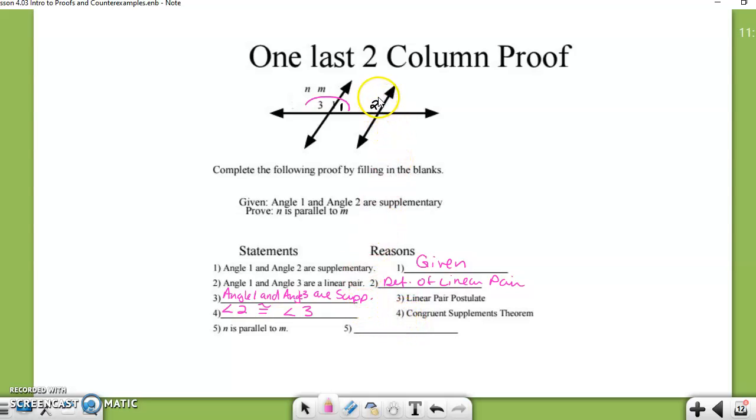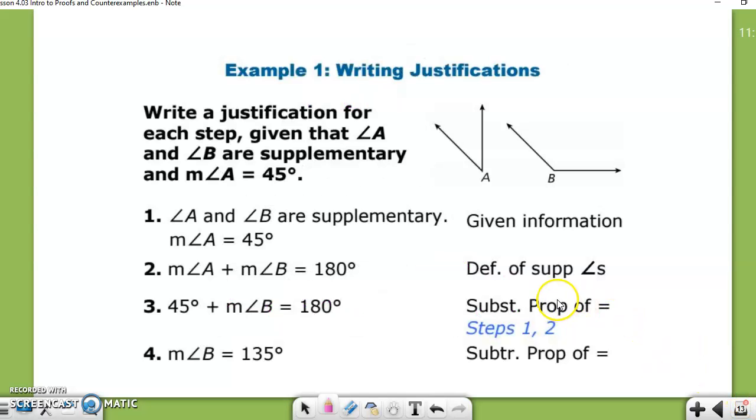Now angle 2 and angle 3 are corresponding angles. And since I have corresponding angles that are congruent, that makes my lines parallel. This is the converse of corresponding angles theorem. Corresponding angle theorem says if your lines are parallel, then your corresponding angles are congruent. The converse would be if your corresponding angles are congruent, then your lines are parallel.